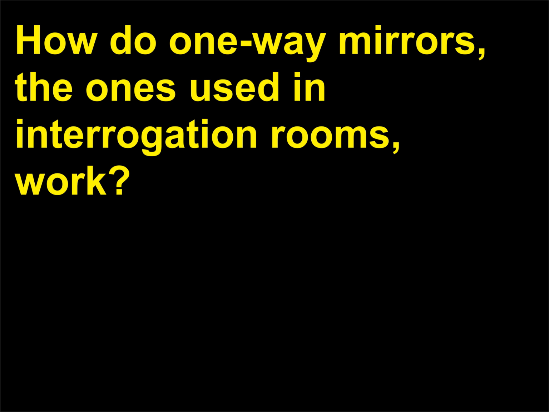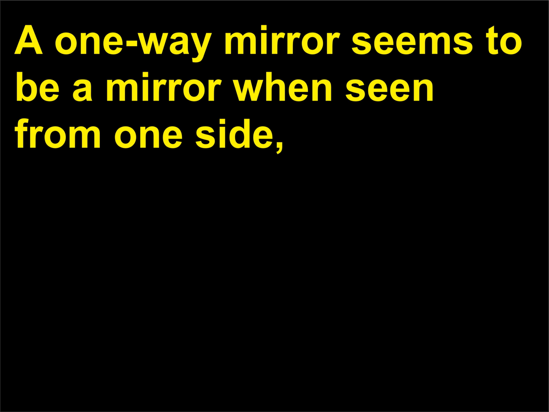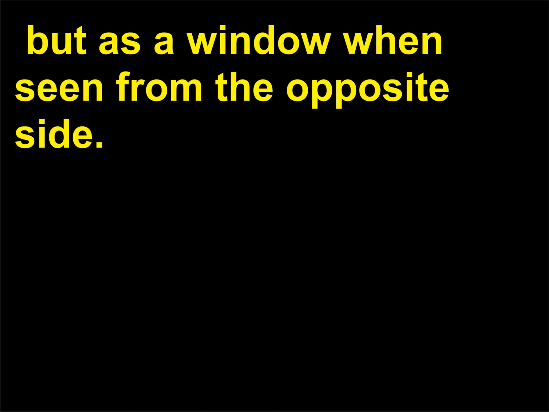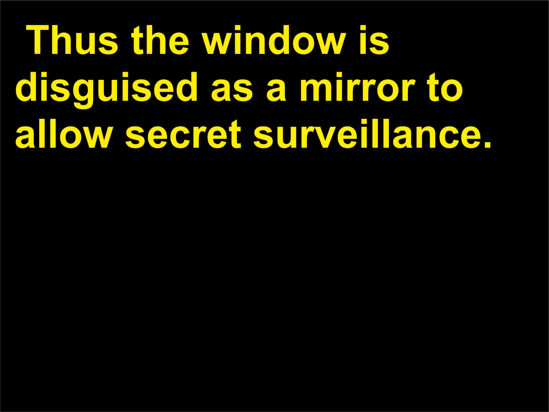How do one-way mirrors, the ones used in interrogation rooms, work? A one-way mirror seems to be a mirror when seen from one side, but as a window when seen from the opposite side. Thus the window is disguised as a mirror to allow secret surveillance.